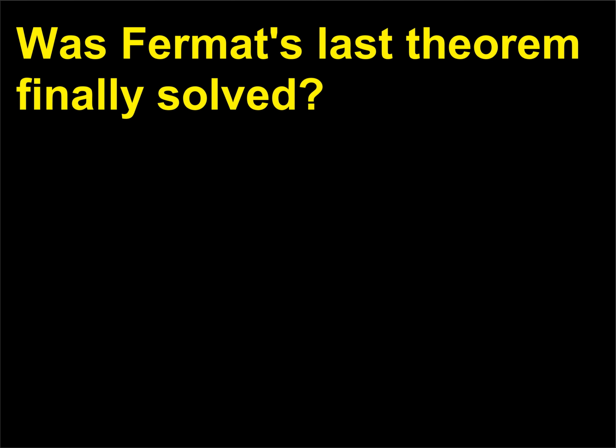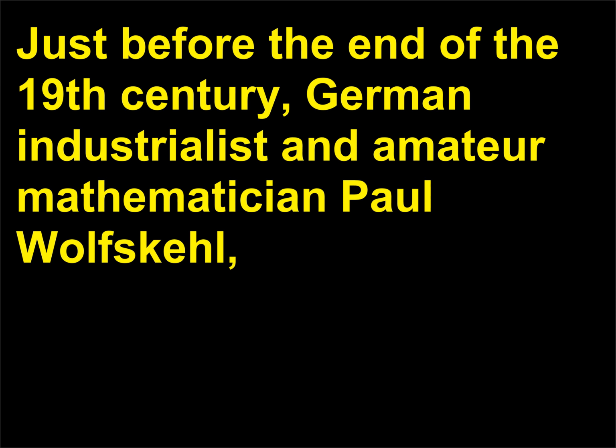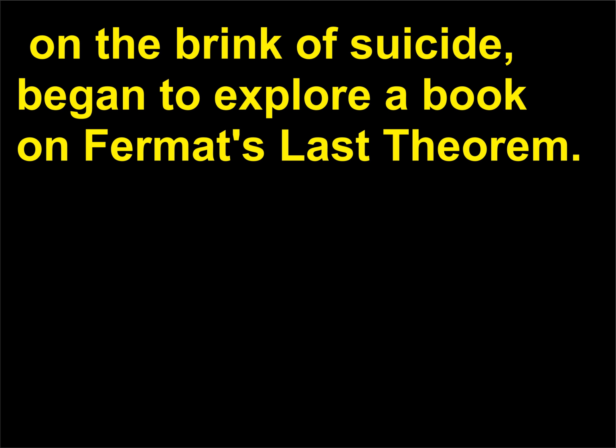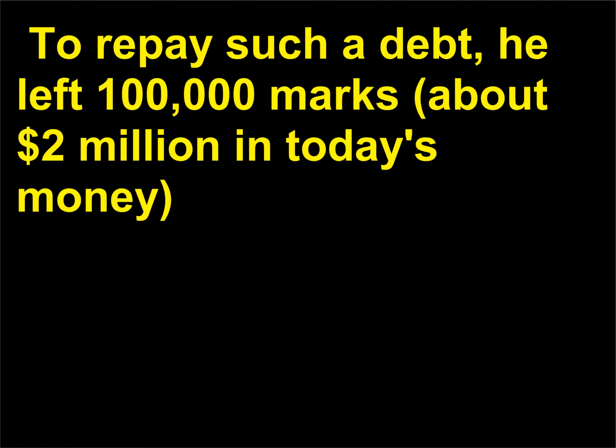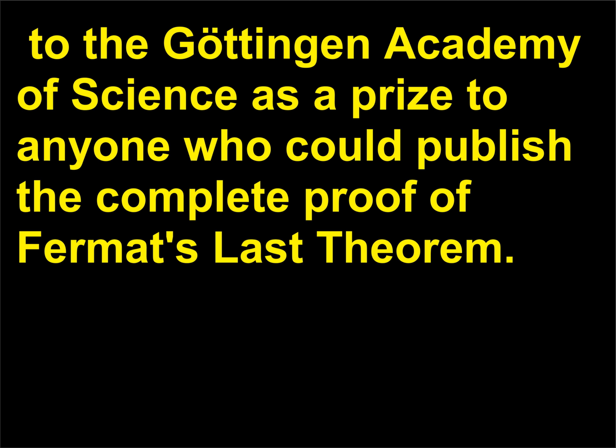Was Fermat's last theorem finally solved? Just before the end of the 19th century, German industrialist and amateur mathematician Paul Wolfskehl, on the brink of suicide, began to explore a book on Fermat's last theorem. Enchanted with the numbers, he forgot about dying and instead believed that mathematics had saved him. To repay such a debt, he left 100,000 marks, about $2 million in today's money, to the Göttingen Academy of Science as a prize to anyone who could publish the complete proof of Fermat's last theorem.